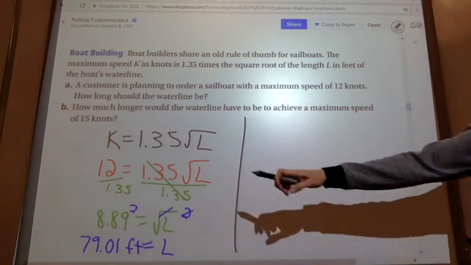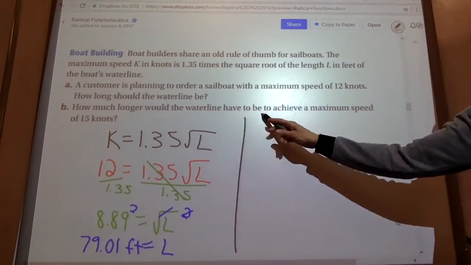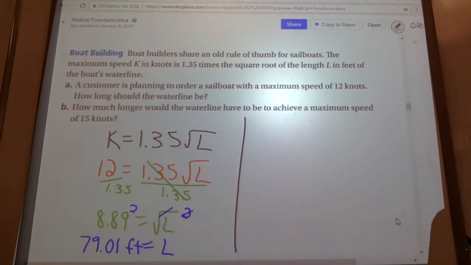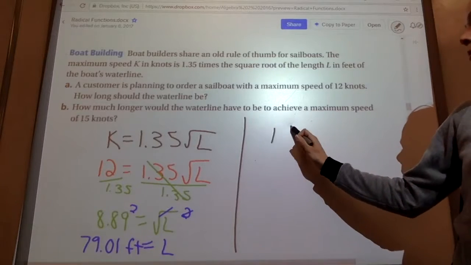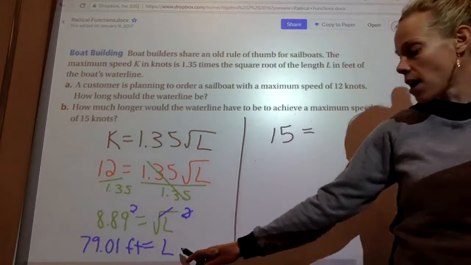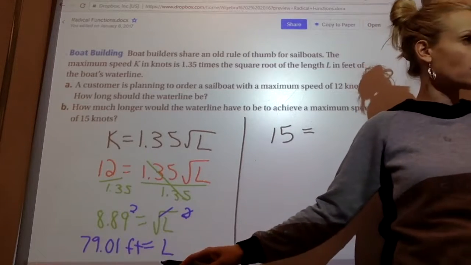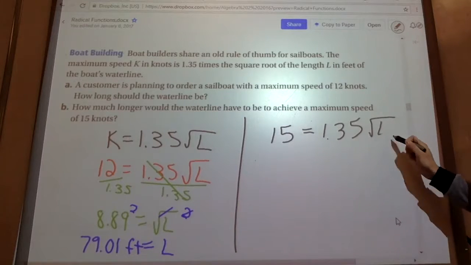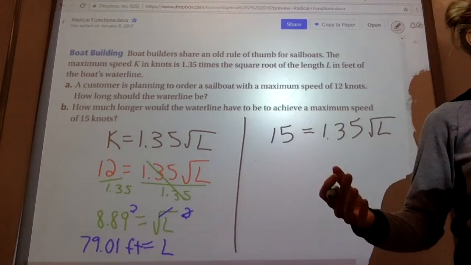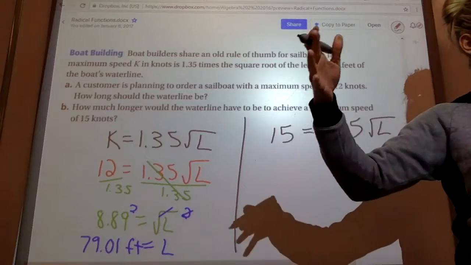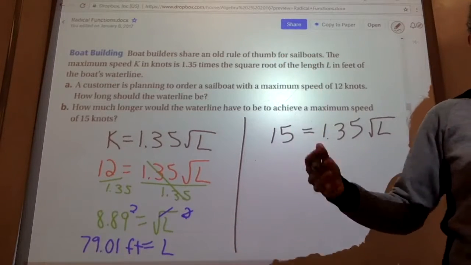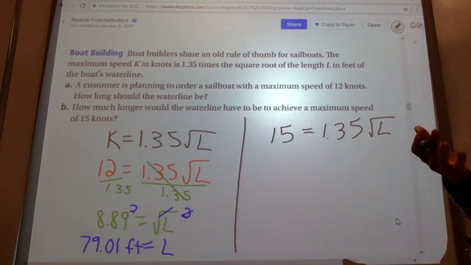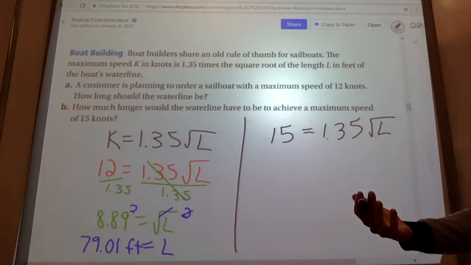So the second part is how much longer would the waterline have to be to achieve a maximum speed of 15 knots? So do we just do the same thing except put 15? Right. So now I'm going to put 15 in for K, and I want to see how much my length has to increase. Oh, so you do those change things. Yep. Because when buying and selling boats, basically, the longer the boat, the more expensive it is. So if you want to jump from 12 to 15 knots, you have to see how much more money that is, basically, because how much longer does my boat need to be?